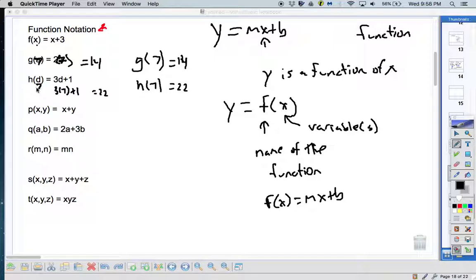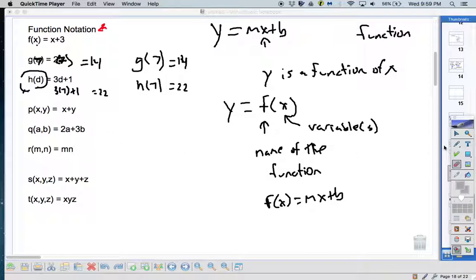Now, one thing that I want to caution: over here on the left-hand side, this does not mean h times d. That is not what that means. What it means is you have a function h that you are using variable d. Do not think of this as multiply. If you start thinking of this as multiply, you're going to start trying to solve for things and you're going to end up dividing. You cannot do that in any way, shape, or form. This is not a multiply problem. It is only a label. And the label says the name of the function is h, and you're going to use variable d. That's all it means. So do not confuse that with multiply.